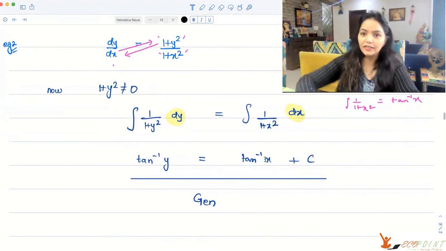For integrals, you do get a constant. That's the general form, and this is the general solution to your differential equation. So the differential equation that we have is definitely solved by this kind of curve.